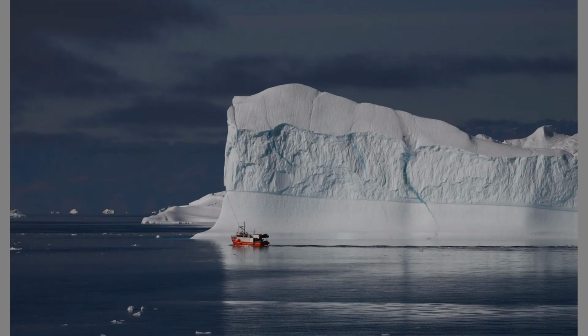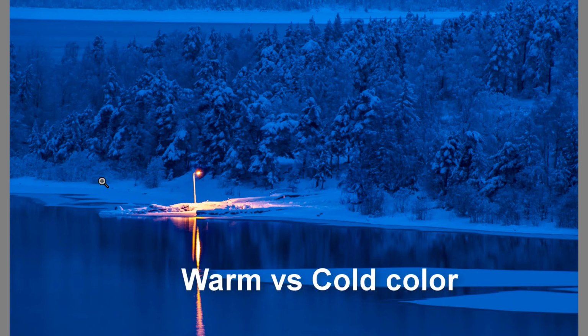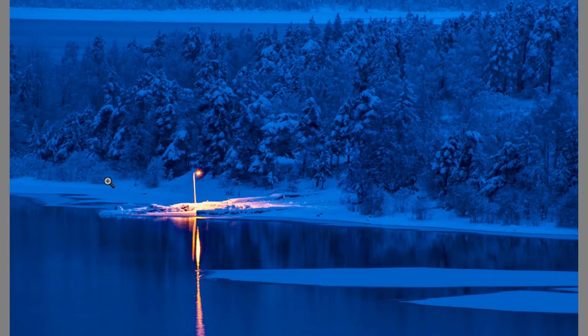It's the same here. The iceberg here is huge compared to the boat, and in this situation the eyes are attracted to the bigger element. But still, since this boat has a warm red-orange color, it also attracts the eyes a lot. So you cannot avoid seeing the boat here in the image. And that brings me to the last here, that warmer colors attract the eyes more than cold colors.